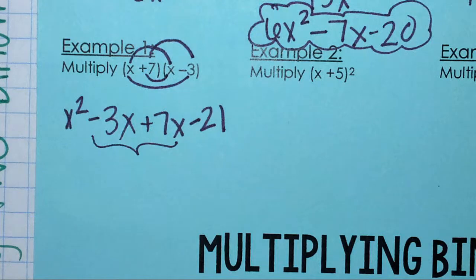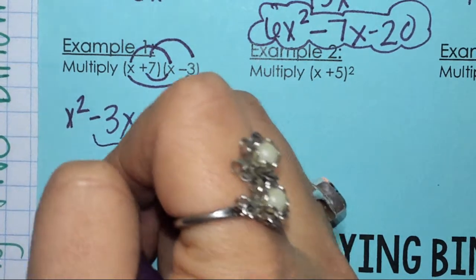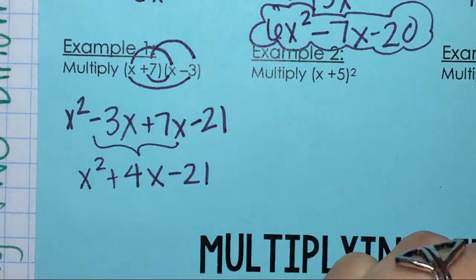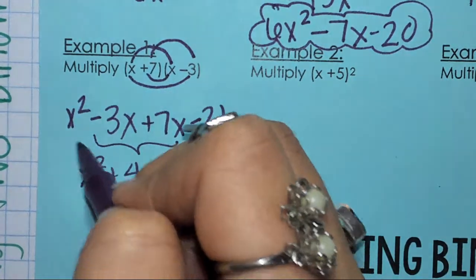So what's negative 3 plus 7? 4. Who said 4? Someone said it. Good, take a point. And we're done.